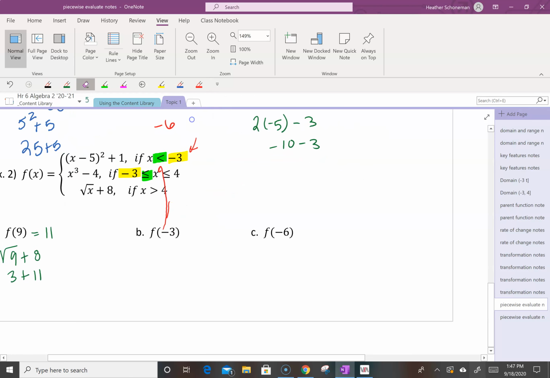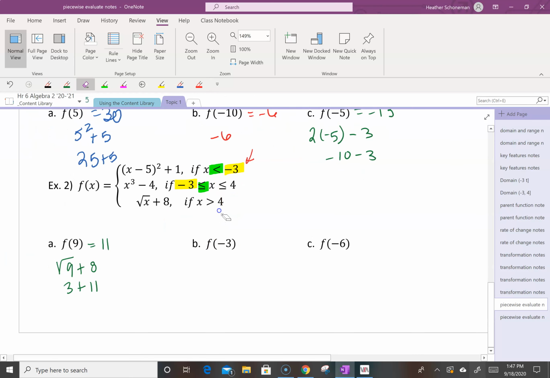This is the one that we're going to plug it into. So I have negative 3 cubed minus 4. Negative 3 cubed means negative 3 times negative 3 times negative 3, which is negative 27. Minus 4 is negative 31.